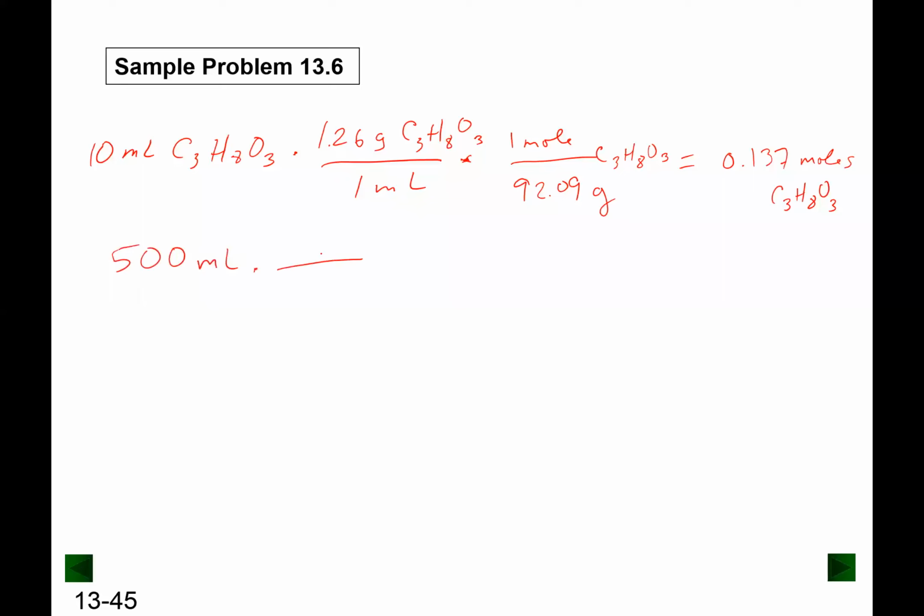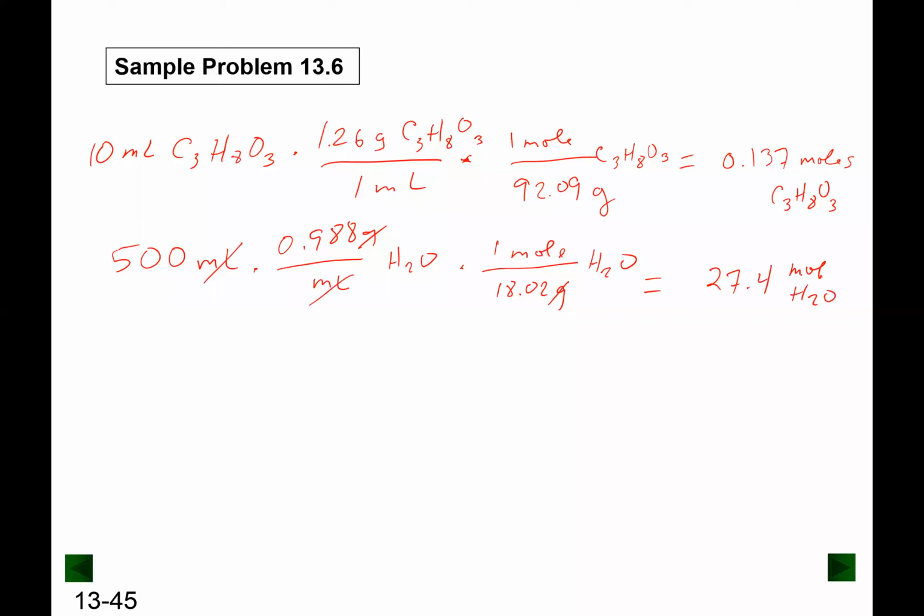All right, now to get our moles of water, we've got 500 mL. We're given the density of that as 0.988 grams of H2O per mL. And then we're going to multiply that times the molar mass, divide by 1 mole is 18.02 grams H2O. We can see our grams of H2O are going to cancel out, our mL of H2O are going to cancel out, and we get 27.4 moles of H2O.